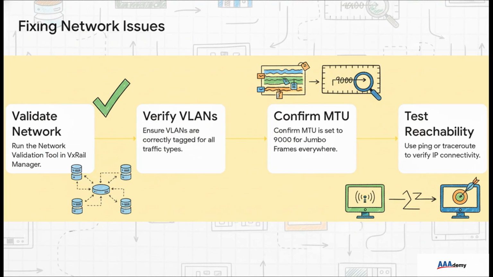So here's your game plan. First thing you do, run the built-in network validation tool in VxRail Manager. It's there for a reason. Then you've got to go through and systematically check that your VLANs are tagged correctly for all your different kinds of traffic. And double, triple check that your MTU is set to 9,000 for jumbo frames across the board on your switches and your nodes. After all that, a simple little ping or traceroute can be that final beautiful confirmation that you've nailed it.